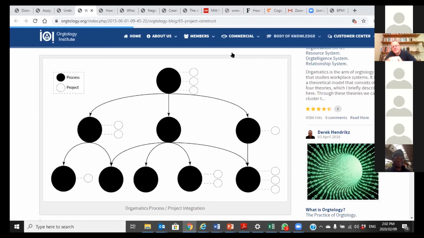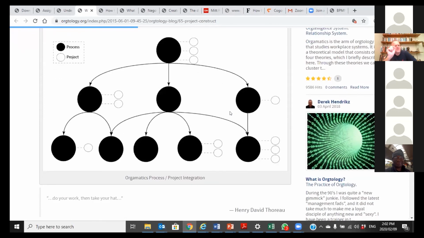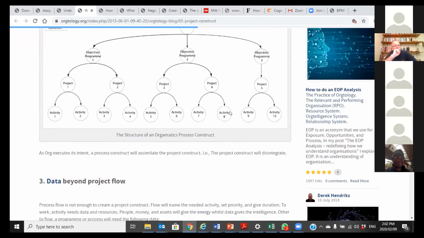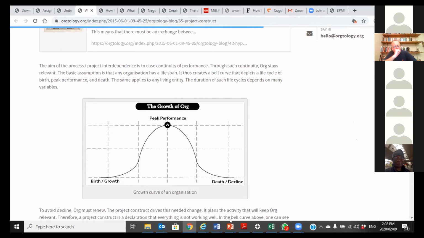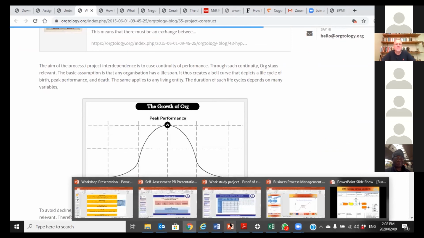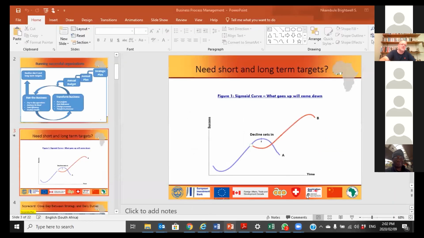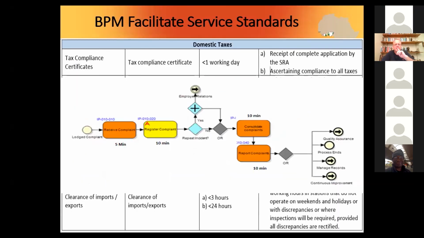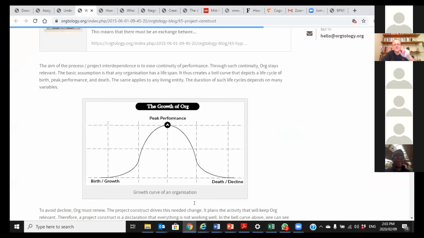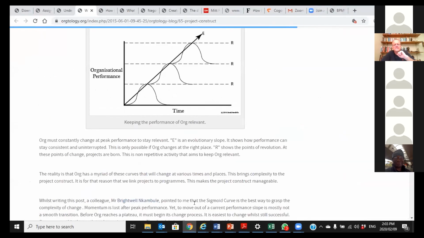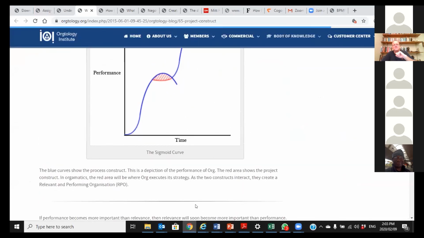The other comment is on relationships, but let me just hold it for now. On that screen, can you scroll down there? I think there's the sigmoid curve. Was it here that I put it, or with relationships? I don't know, but I have it nearby. Brightwell, just go back to the other screen, please. The article. This one. Yeah, scroll down. There we go. So, this one.